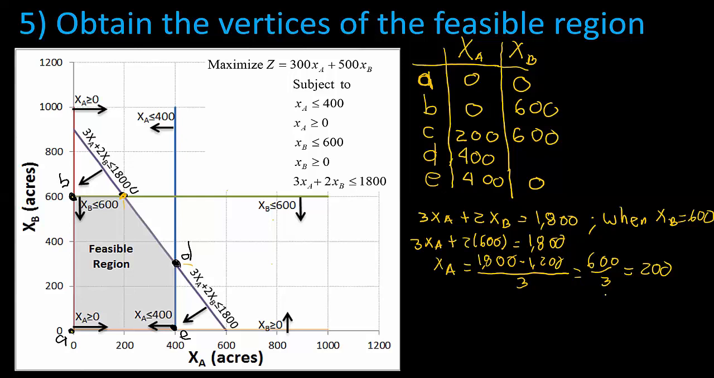So for the same equation, when XA is equal to 400, in this case, what we have in here is 3 times 400 plus 2XB is equal to 1800.